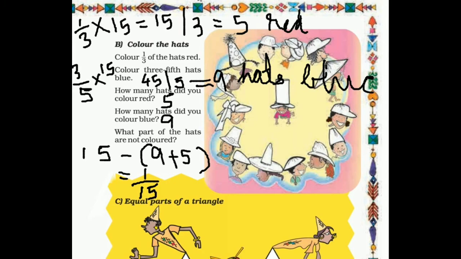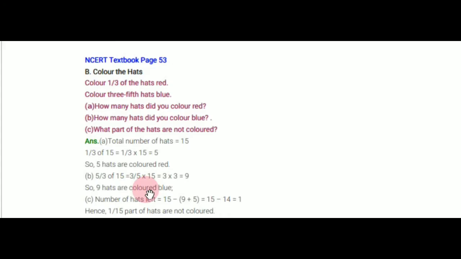Now let's calculate this sum on the board. So here is the solution of this question. Solution of question A. Total number of heads is equal to 15. And here, color 1/3 of the heads red. So 1/3 of 15 is equal to 1 upon 3 into 15. So 15 ones are 15 divided by 3. So 3 5s are 15. So 5 heads are colored red.